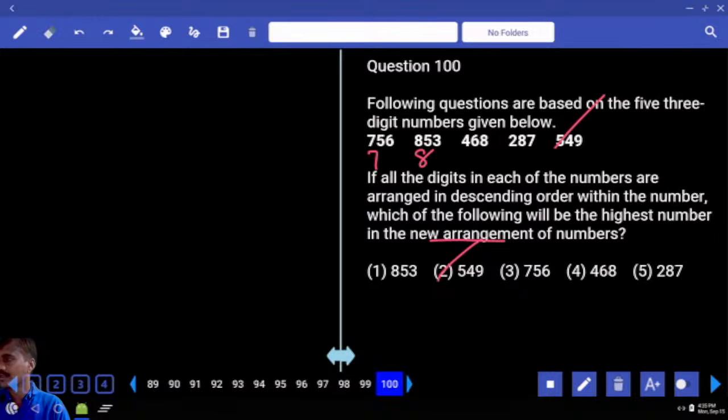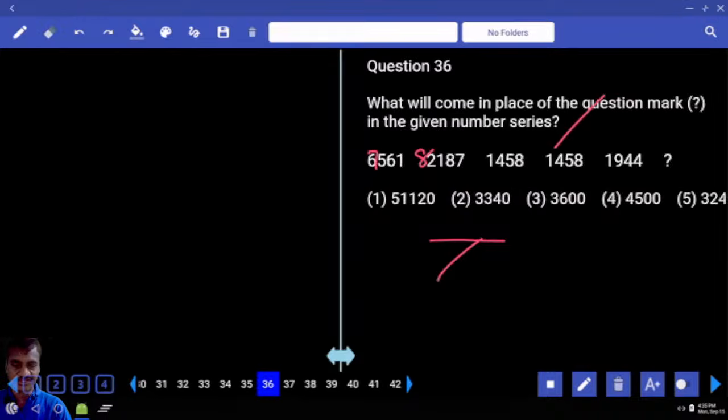Now number series questions. 36. Now 36, 65612187. Then that is multiplied by how much? 2187 into 1 by 3. Does it become 1 by 3? 26, 26, 24, 20. It fits, into 1 by 3. Now this is 1 by 3. Next one 1 by 3. Here what happened? Do 2 by 3.